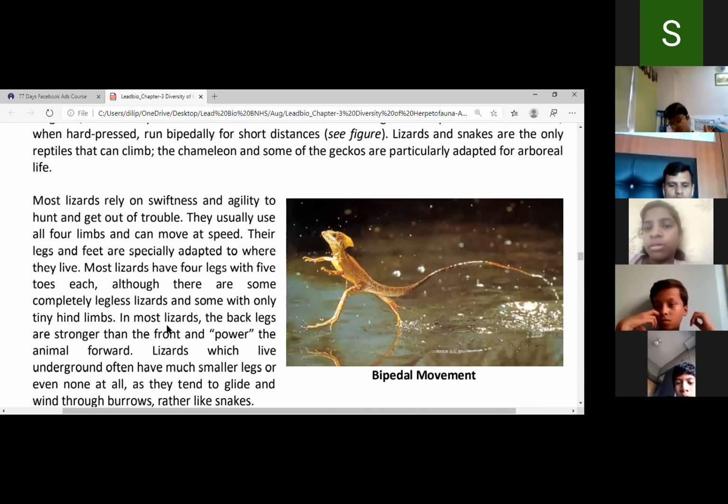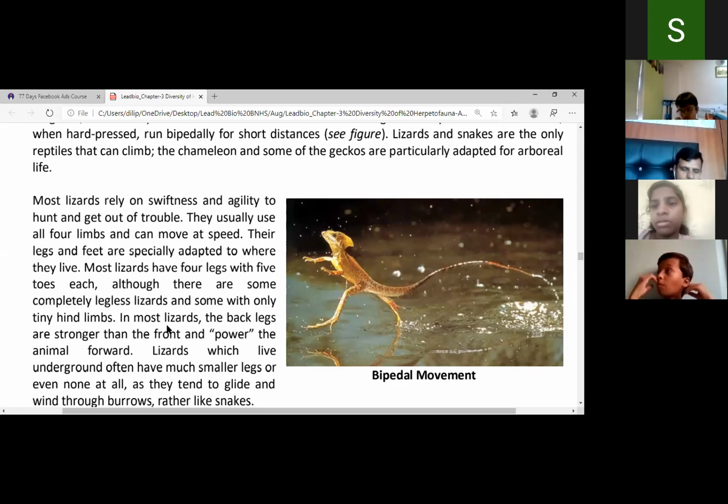Maybe somebody can do a study about this. What is this lizard all about? They have bipedal movement on water. This lizard's name is Jesus. Jesus.